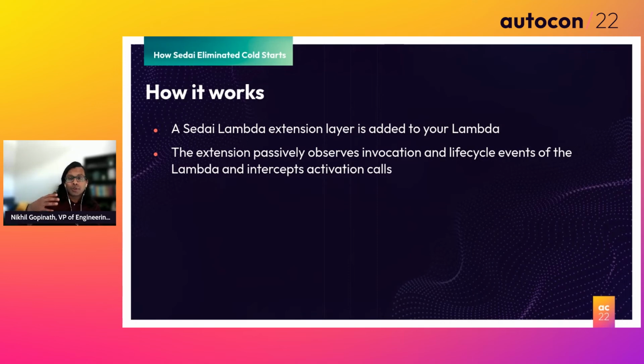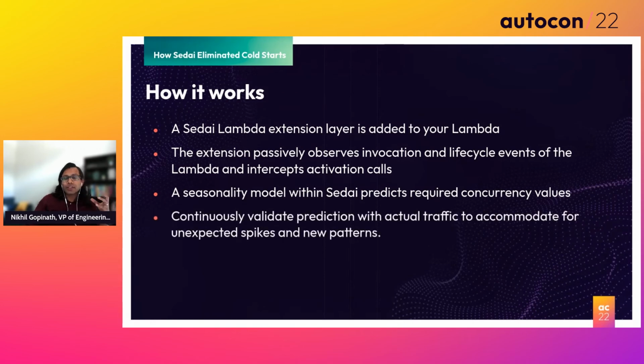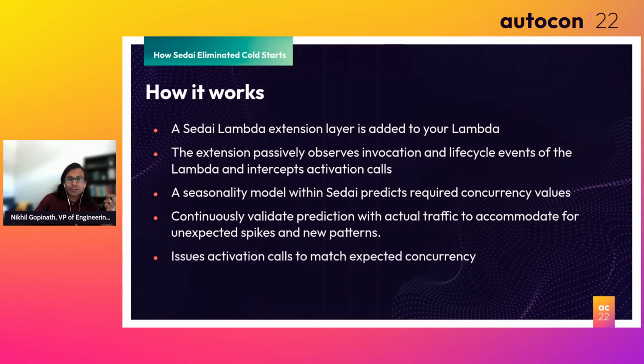So we took advantage of a lot of those features with extensions and built an extension that actually helps do this. The extension passively observes your Lambda, listens to lifecycle events, intercepts activation calls, and then within Sedai, within the backend system, we predict the seasonality for the invocation for the actual Lambda, and then based on that, we keep the actual number of containers, or the runtimes, that you need to keep up with the seasonality settings. We continuously validate this and issue activation calls to keep up with the concurrency values.